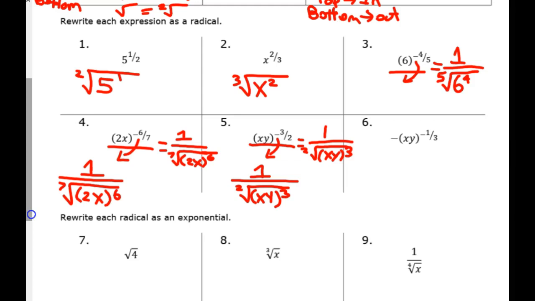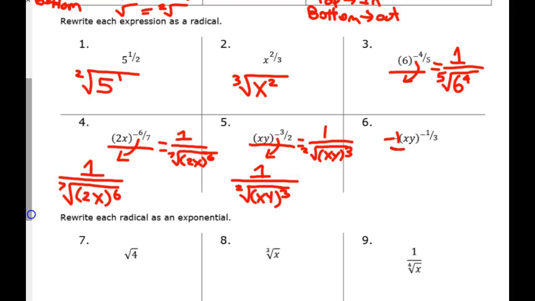Okay. Now 6 is tricky because there's an extra little negative out front, right? So this negative sign is a negative 1, and that's actually going to stay. That does not go down because it's not in the parentheses, okay? Is everyone with me?